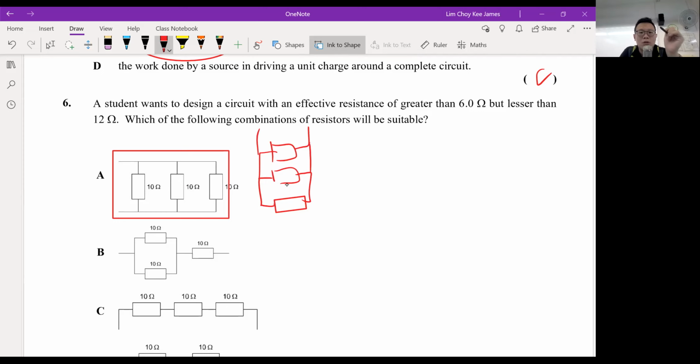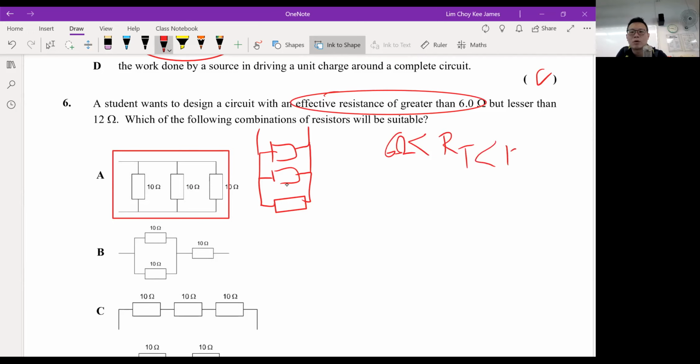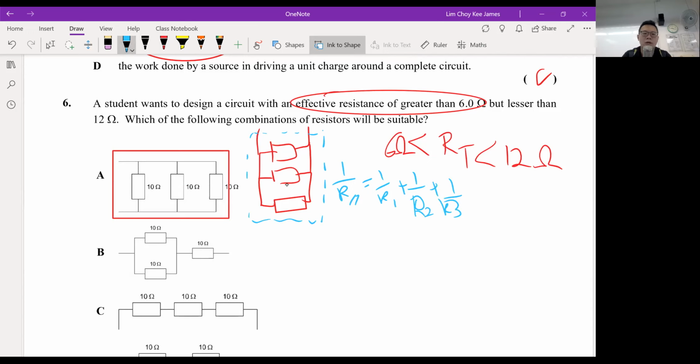So in this particular question, question 6, you have to actually look at the calculations. You have to calculate the thing, because the question says I need an effective resistance greater than 6, but less than 12. So my RT preferably will be bigger than 6, lesser than 12. The only way to do that is to actually calculate individually. So this one is parallel. By all means, go ahead and use the parallel formula: 1 over R parallel equals 1 over R1 plus 1 over R2 plus 1 over R3. Then you have an answer.